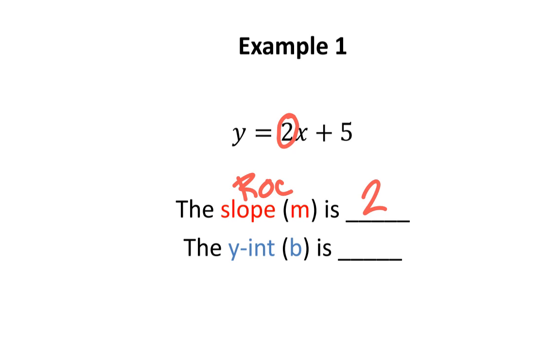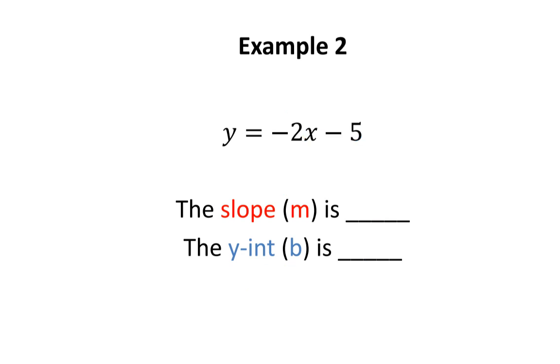The y-intercept, which is represented by the variable of b, is the exact same thing as initial value, and that is the number at the end of this equation. That would be positive 5. I'm not going to write the positive sign in, however. Therefore, the slope is 2 and the y-intercept is 5.